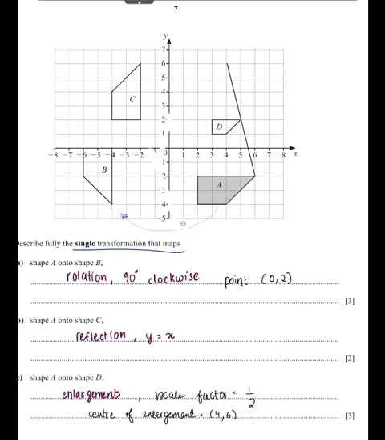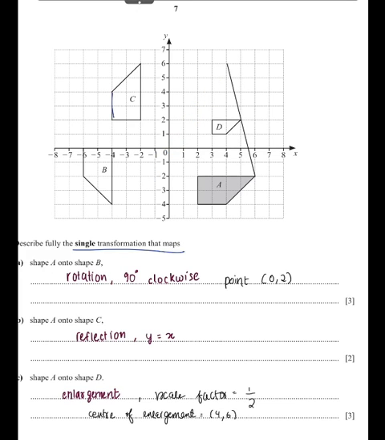So this is shape A and this is shape C. So this you can make out that if you put a line, then you will be able to understand that the reflection is occurring over here, and the line will be y is equal to x because it is in the origin part over here. Then C is shape A onto shape D.